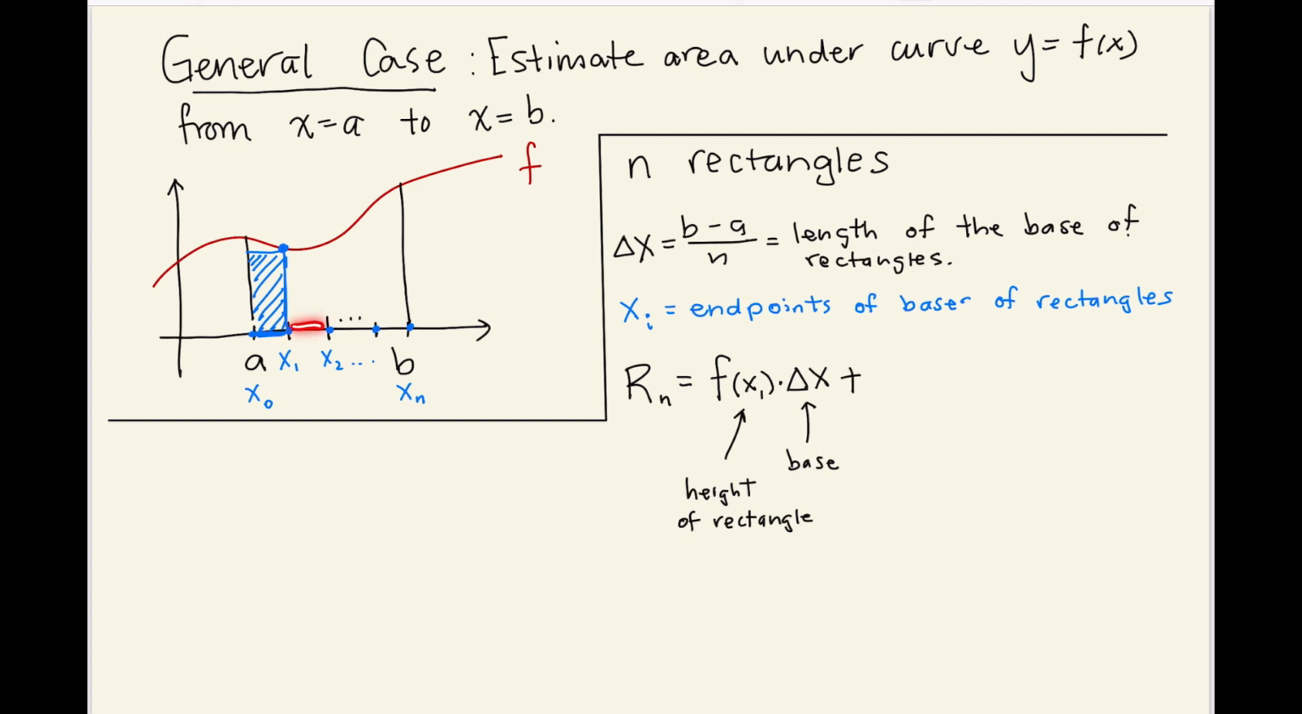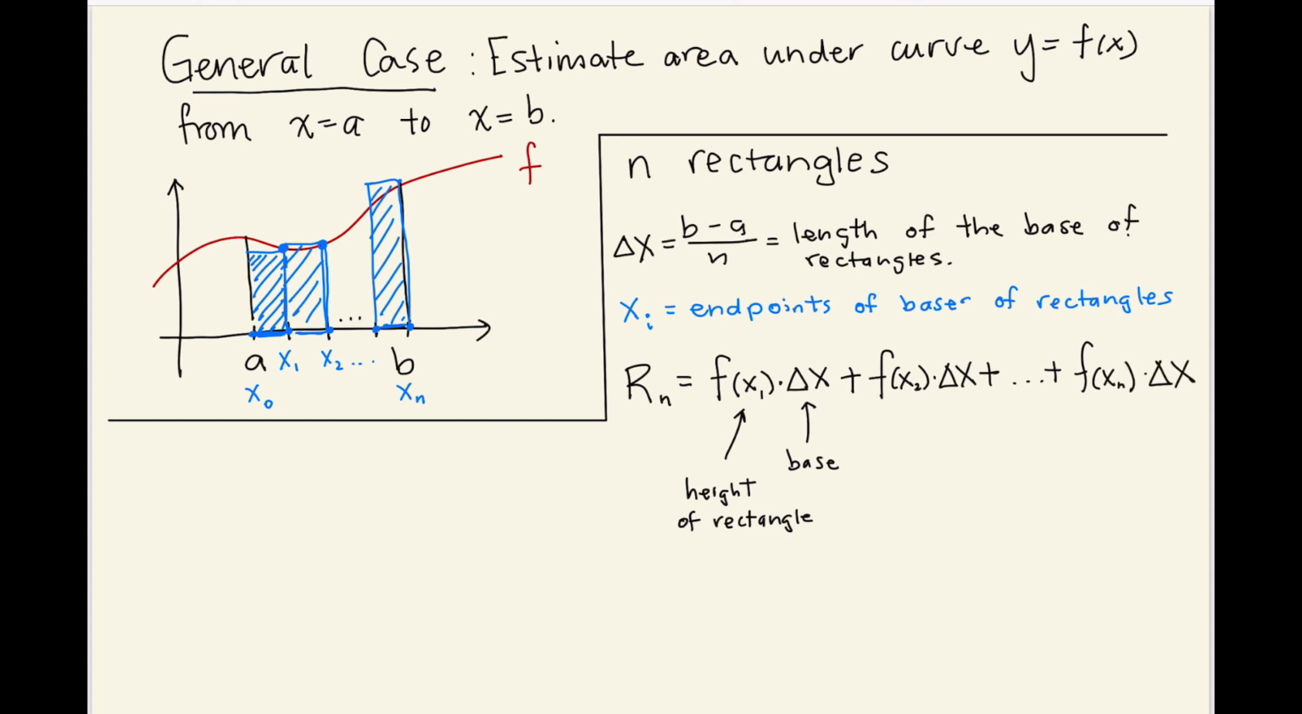Next, I move on to the second rectangle. So I'm going to multiply the base times the height. The height is f of x2. So I have the base delta x times the height, which is f of x2, so it's given by my curve. Then I can keep going in this manner. Finally, I get to the last rectangle. The base here is delta x. The height is f of xn, or f of b, if you want to say it that way. And the area is given by f of xn times delta x.